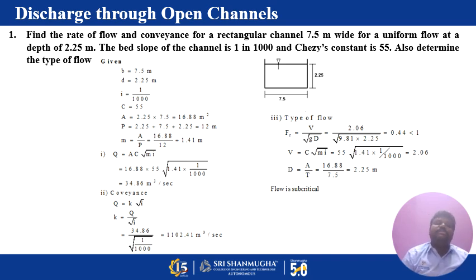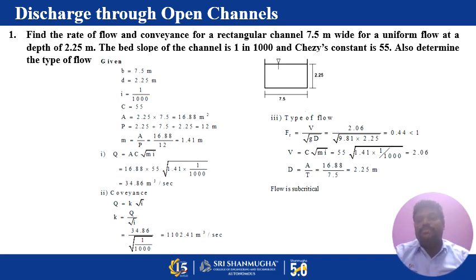Here the data given for the rectangular channel is the width of the channel, depth of the channel, bed slope of the channel, and Chezy's constant 55. So B is 7.5 and D is 2.25, where I is equal to 1 by 1000, where C is equal to 55. So area for rectangular is BD, breadth into depth. Perimeter is B plus 2D. We are making the ratio A by P is M.